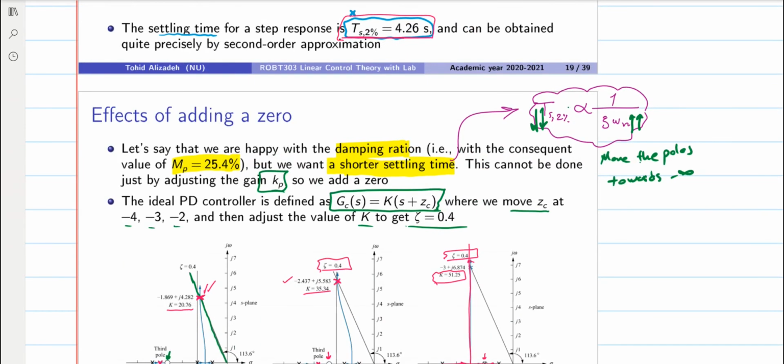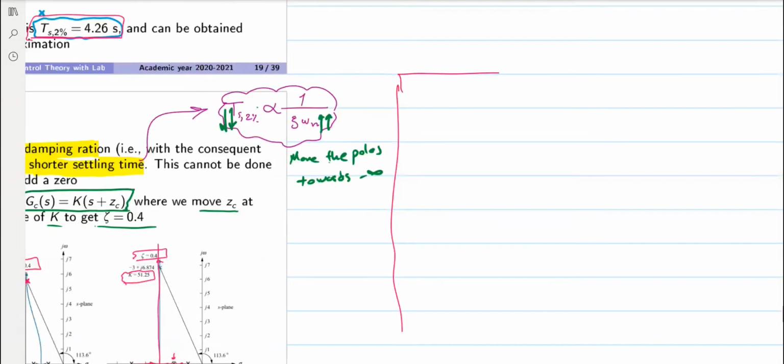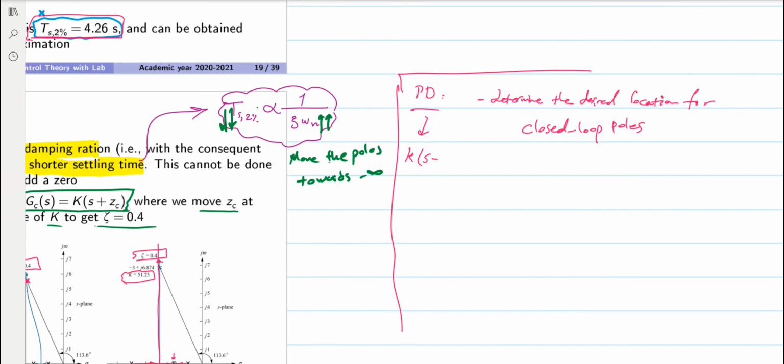In general, when you want to design a PD controller, it's not in these slides, but I will explain it here. The method for designing the PD controller is like this. You determine the desired location for the closed loop poles of the system. For the closed loop poles, with the controller we have only a single 0. It's equal to K times (s plus zc).